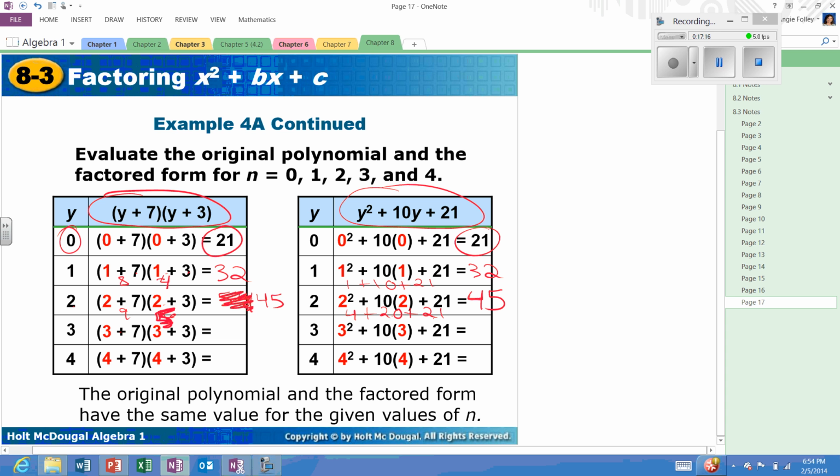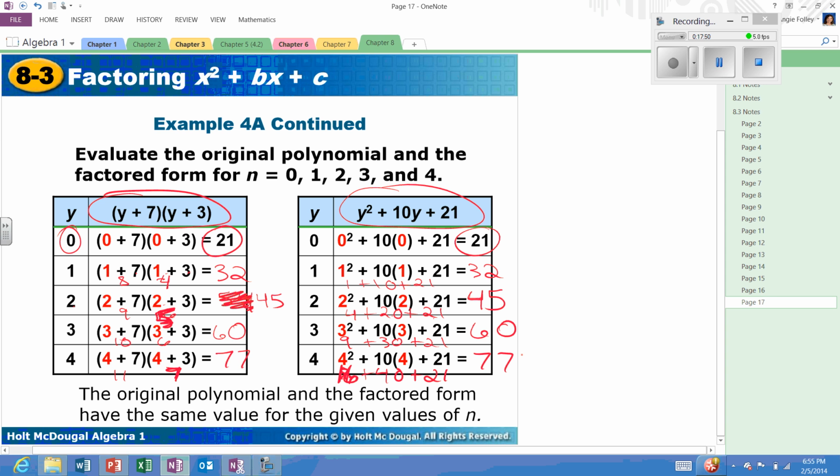If I plug 3 into the factored form, I get 3 plus 7 is 10. 3 plus 3 is 6, so I get 60. If I plugged 3 into the non-factored form, I'd get 9 plus 30 plus 21, so I would get 60 as well. And then lastly, 4 plus 7, I'm going to get 11 times 7, so I should get 77. And then 4 squared is 16, plus 40 plus 21, and I should still get 77.